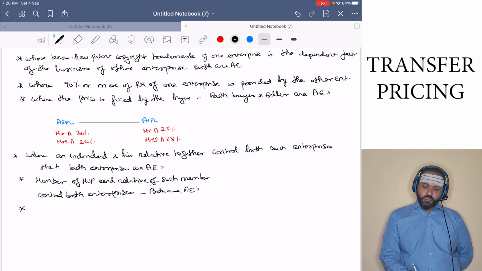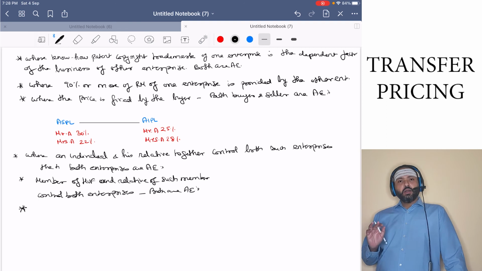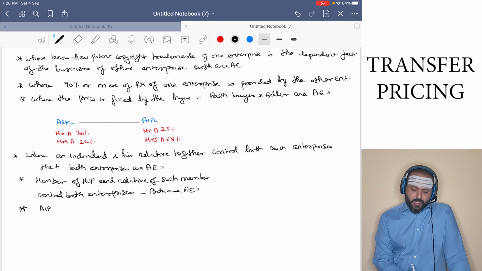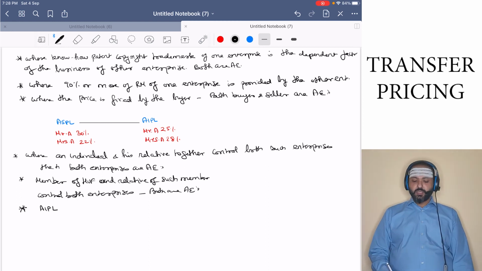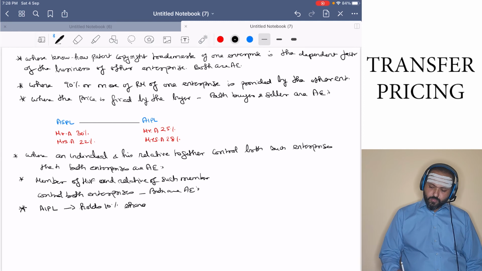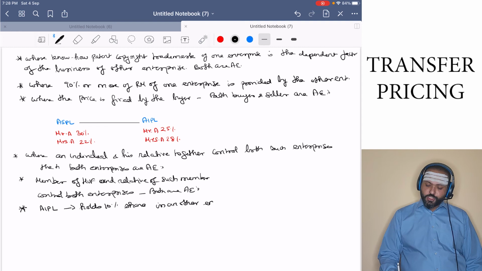Okay, suppose one enterprise, for example AIPL, let us take AIPL because that is our prime party, the Indian party in concern, holds 10% share in another enterprise, being a partnership firm or AOP or BOI.